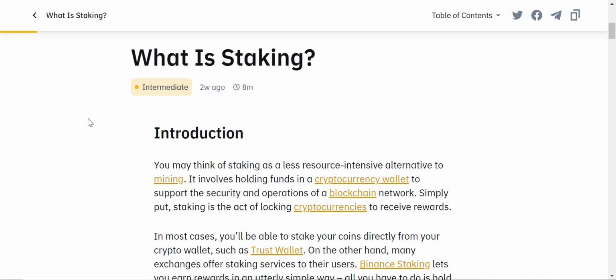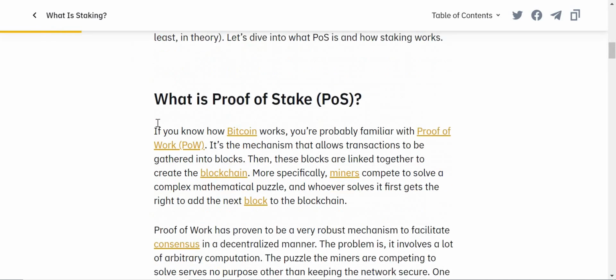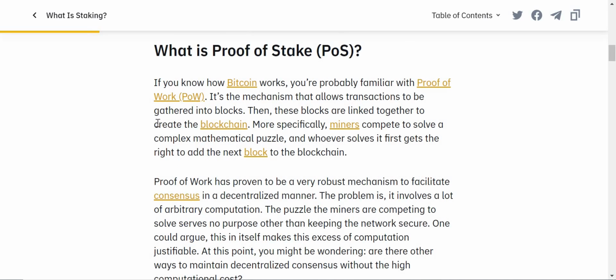So rather than wasting computing power and energy solving useless mathematical problems, what you do is you stake your crypto. What that means is that essentially you hold your crypto in a wallet, and at random, the network allocates a transaction to your wallet, and in return for validating that transaction with the crypto you hold in that wallet, you are given some free crypto.